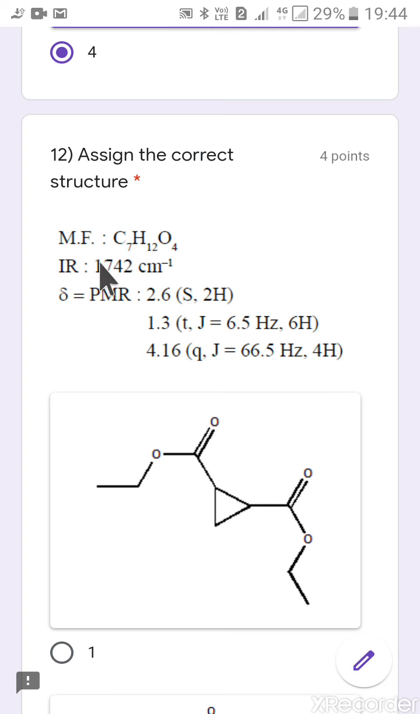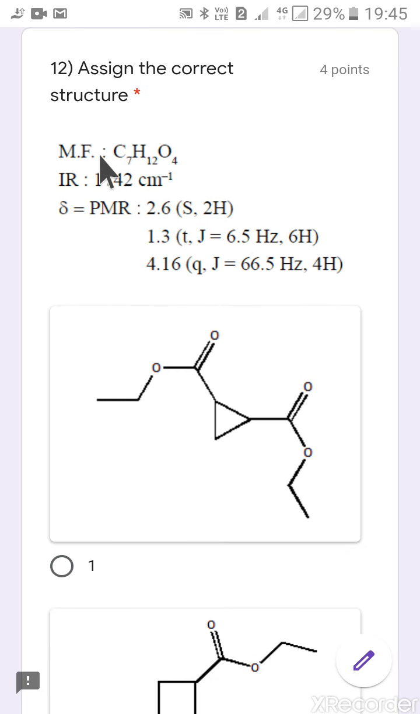Assign the correct structure. The molecular formula is C7H12O4. 1740 is a typical signal for esters, so we need to look for the ester. And the PMR shows a 2.6 singlet of 2H. That means the CH2 is attached to an sp2 carbon, a carbon-carbon or carbon-oxygen double bond. That's why it shows at 2.6 and as a singlet. That means there is no neighboring proton around this CH2. So let's look for this kind of CH2 in an ester molecule.